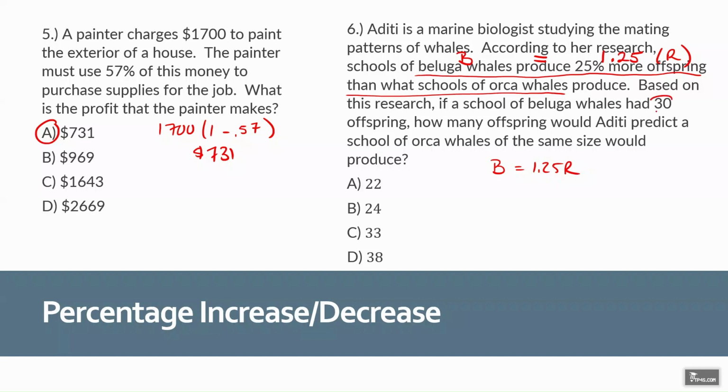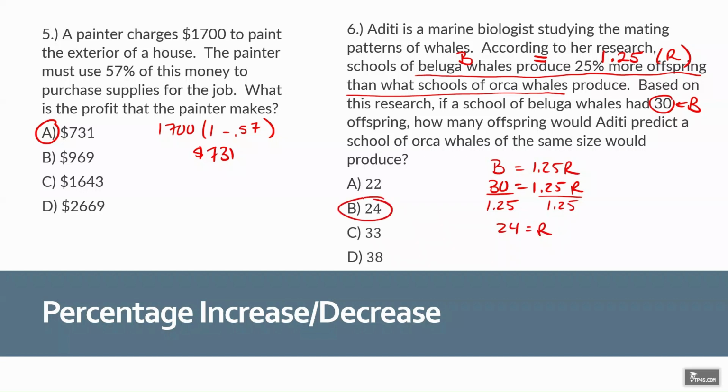And also I've got this 30. It looks like that 30 is B. So we're going to say 30 equals 1.25R. And I can solve that by dividing both sides by 1.25. And my calculator tells me that that is 24. So the answer is B.